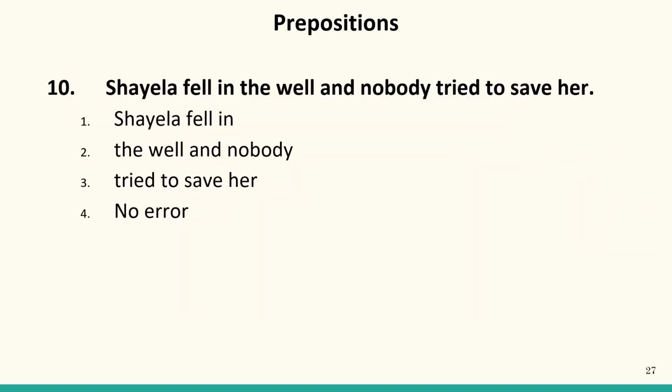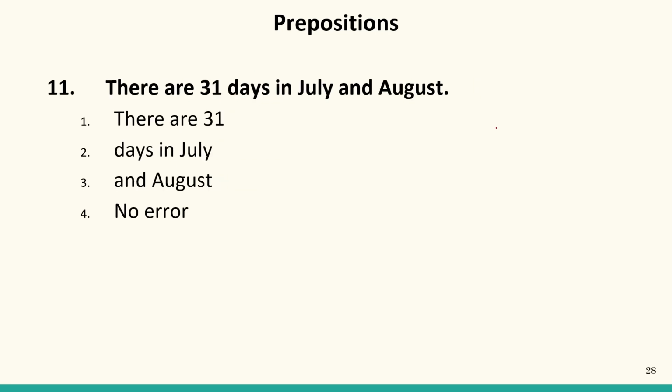Now let us see some sentences. Shaila fell in the well and nobody tried to save her. Now she fell in the well. It means her position changed. So in should be replaced with into. So the correct sentence will be: Shaila fell into the well and nobody tried to save her. So our answer is 1. That is, in should be replaced with into.